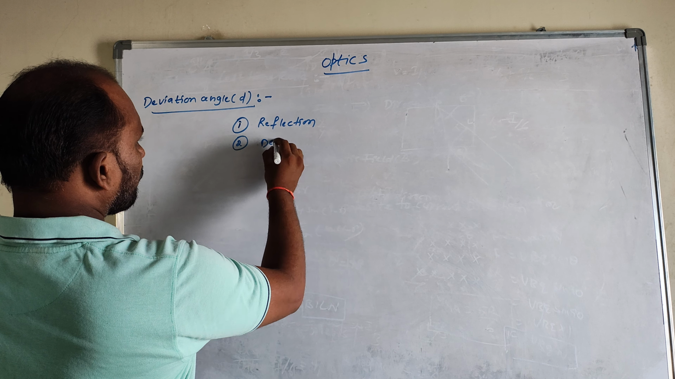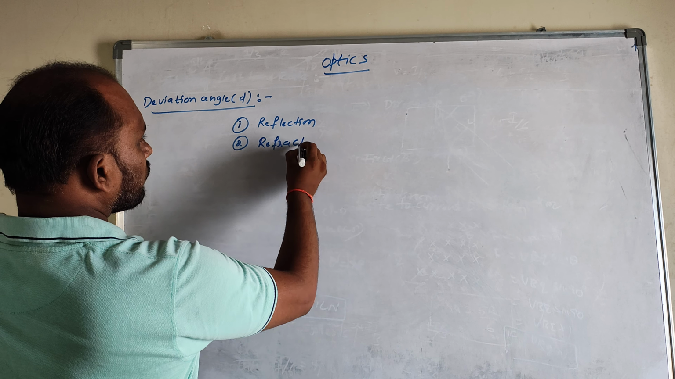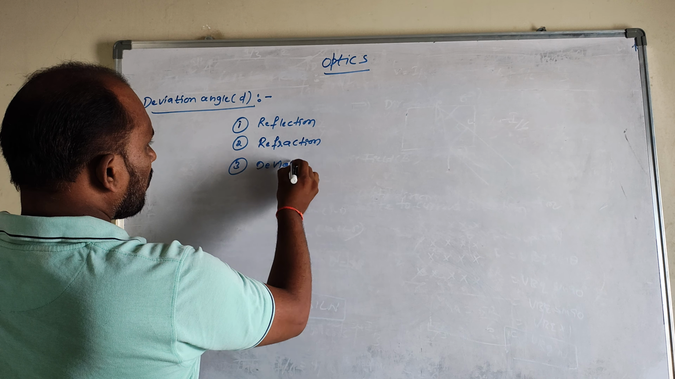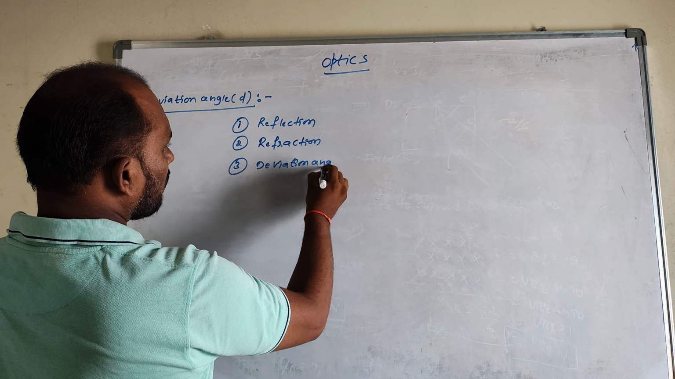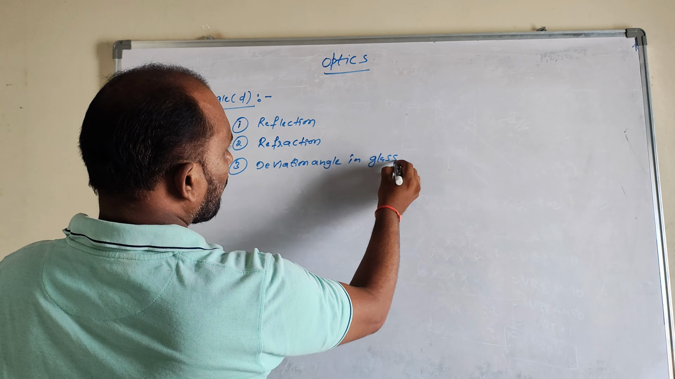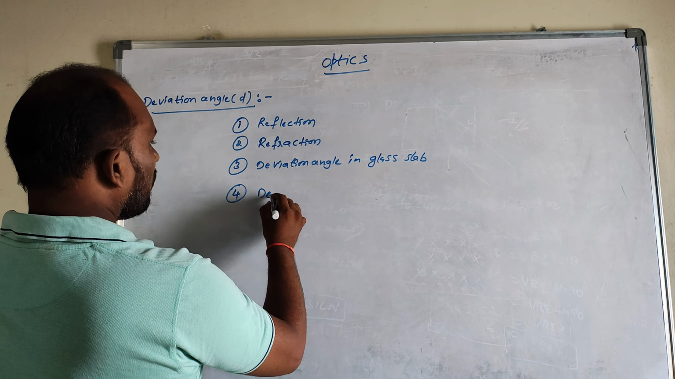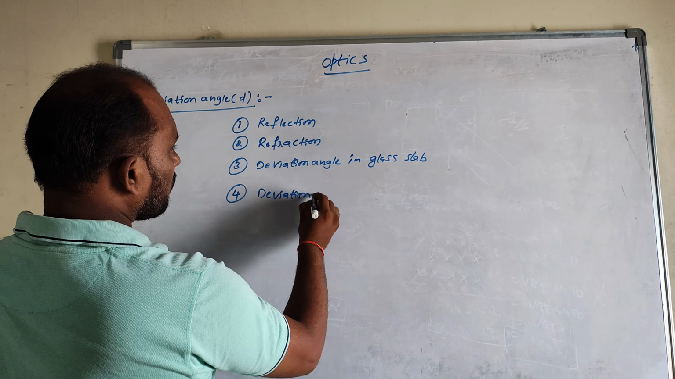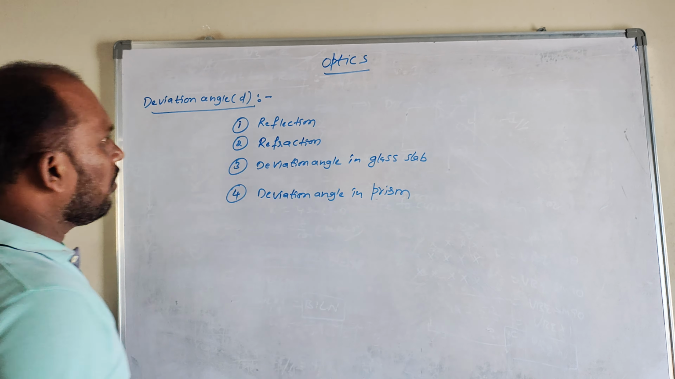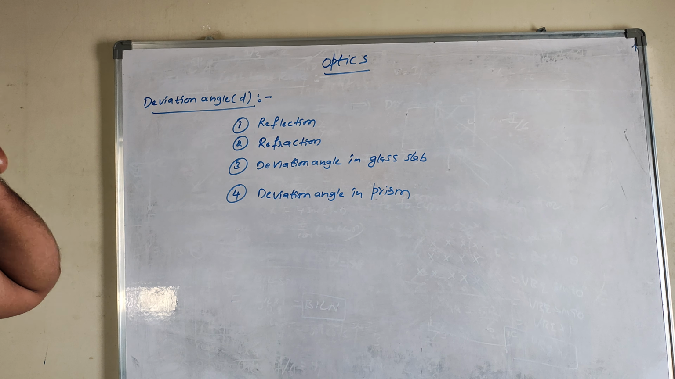deviation angle in refraction, deviation angle in glass slab, and the deviation angle in prism. So one thing is refraction, deviation angle in glass slab, deviation angle in prism.